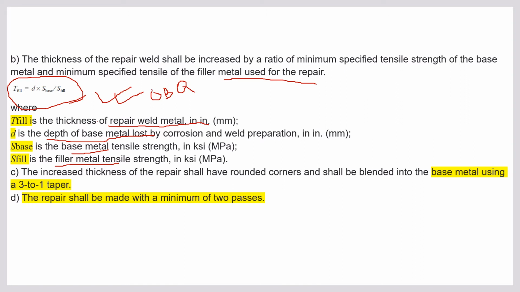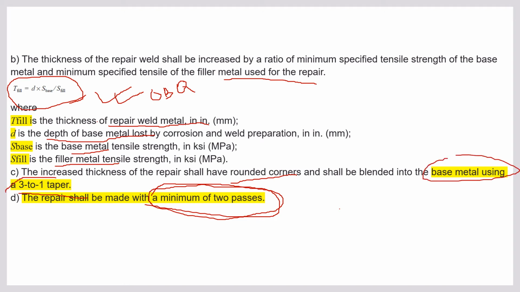The increased thickness of the taper shall have rounded corners, this is important, and shall be blended into the base metal using a 3:1 taper. Blended means smoothed, okay. The repair shall be made with a minimum of 2 passes. This is a closed book exam item, okay, and this is also closed book: the 3:1 taper.